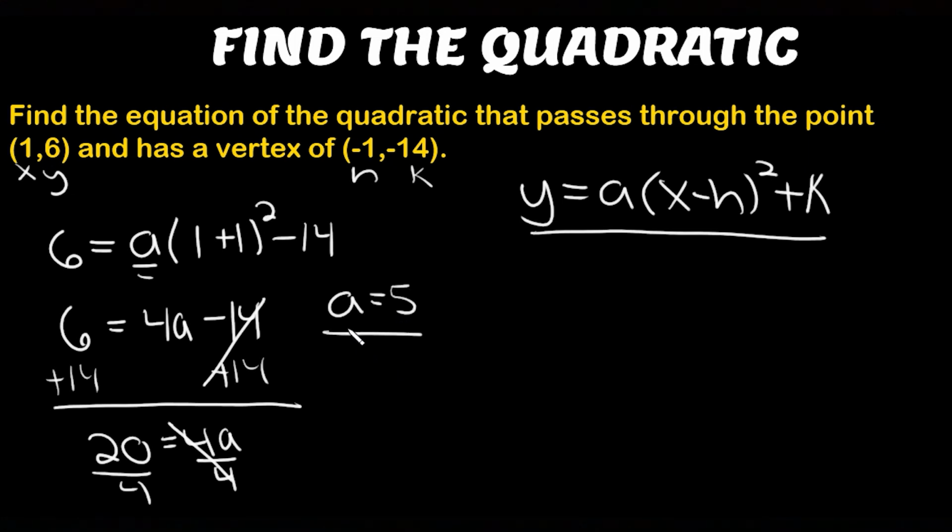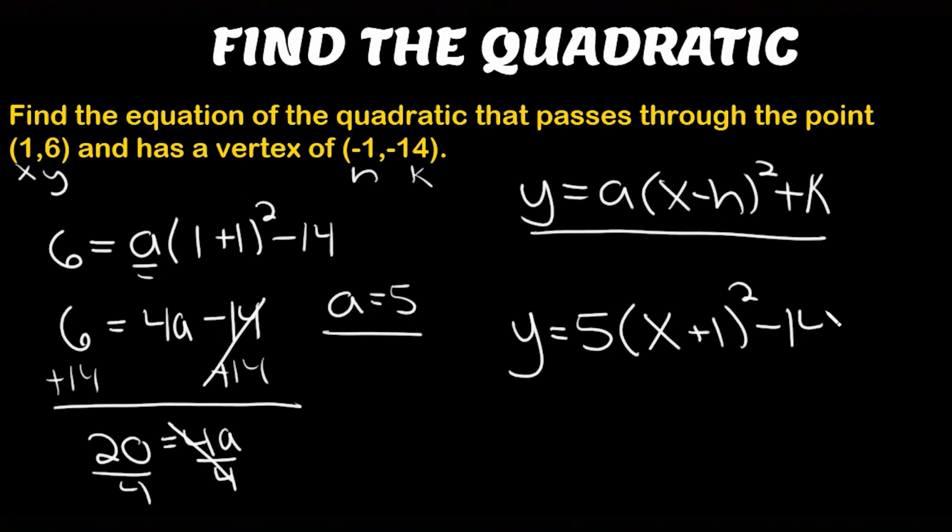Now, when we put it all together, we're going to leave things in terms of x and y. We're just going to be plugging in our a and our vertex. So for example, your final answer is going to be y equals my a, which is going to be 5. In parentheses, I'll have x. Now, what's my h? Well, that's -1. When I plug it in, it becomes a +1 because of the two negatives, right? So +1 squared, and then my k, -14.